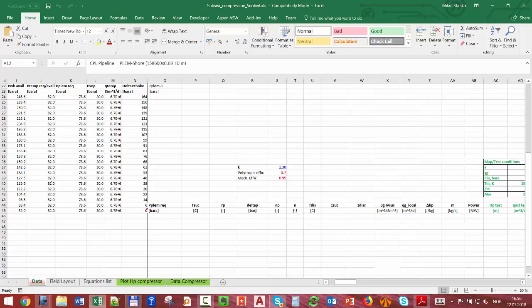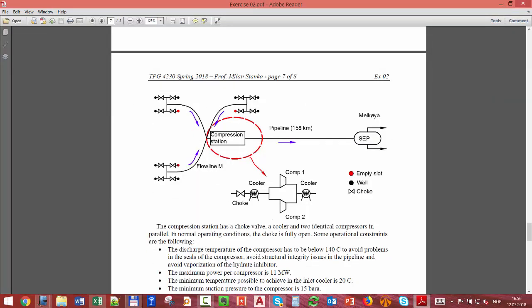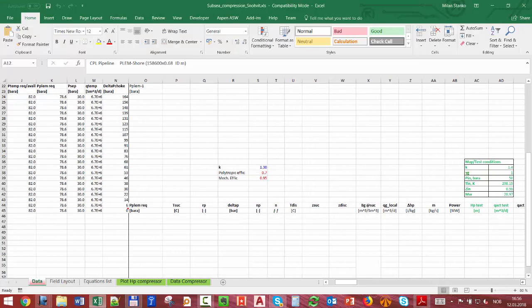I can put a maximum of 2 compressors. I think it was 2, right? I think it said someplace that I can have a maximum. That's what they have proposed, to use 2, each one 11 megawatts. And here I have the conversion from actual conditions, current condition, to test condition, to plot it on the map.